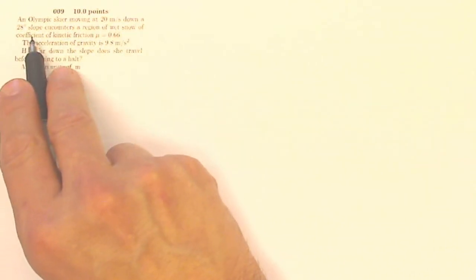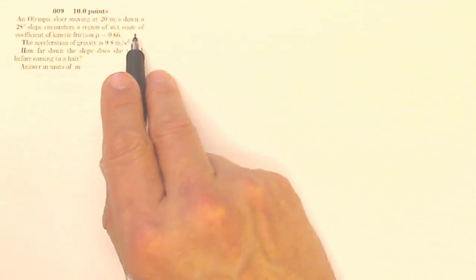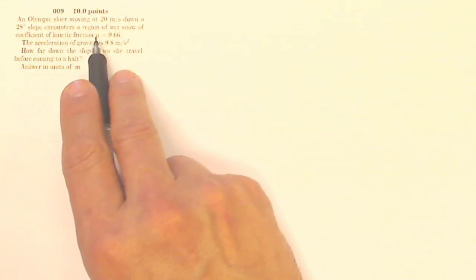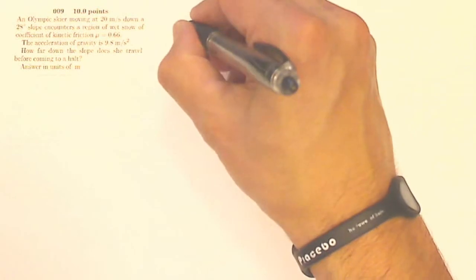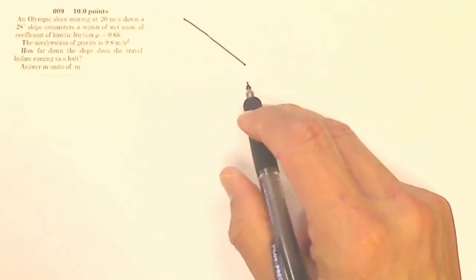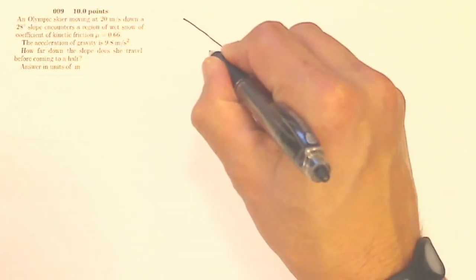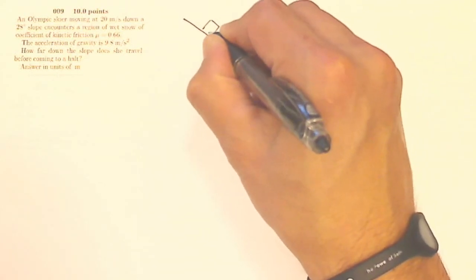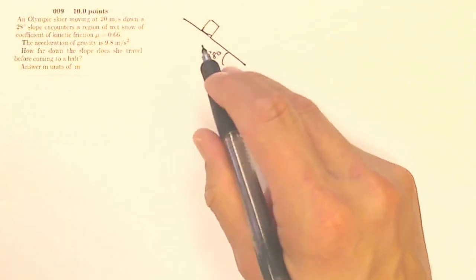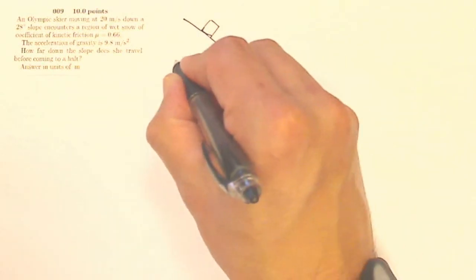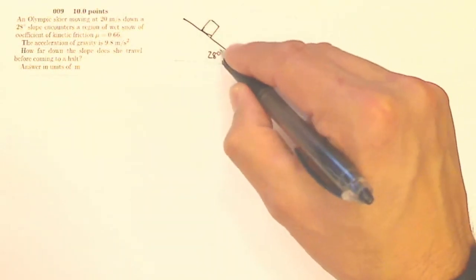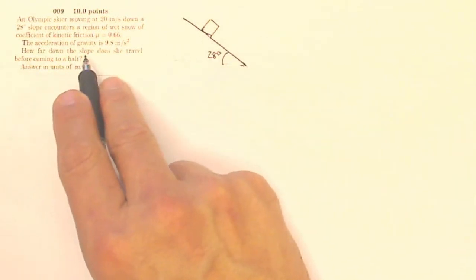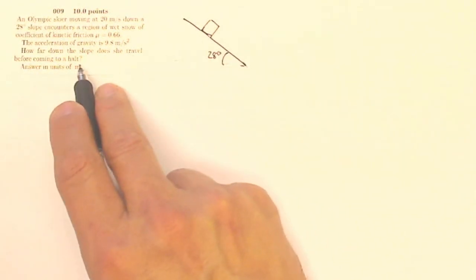An Olympic skier moving at 20 meters per second down a 28-degree slope encounters a region of wet snow of coefficient of kinetic friction, mu, is 0.66. So I've got my slope, I've got 28 degrees is this. I've got my skier, and I'm just going to draw my skier as a box, nice and easy. So I've got 28 degrees here. I've got my skier, and it's going to come down and hit a coefficient of friction. How far down the slope does she travel before coming to a halt?